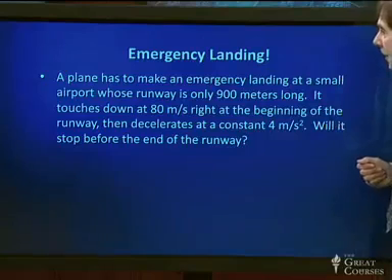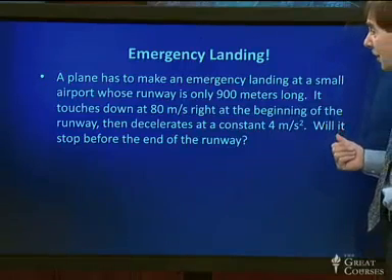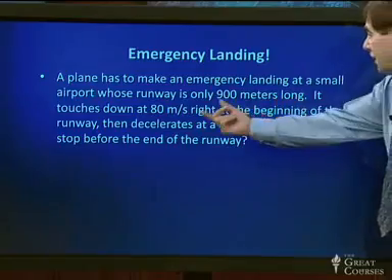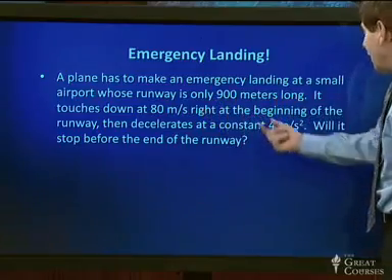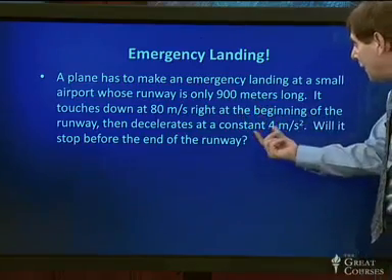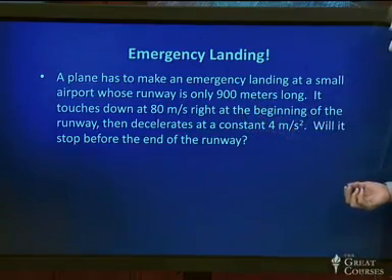I've got an airplane. It's got to make an emergency landing at a small airport. The runway is only 900 meters long. And it touches down at 80 meters per second. That's its touchdown speed. That's the speed it's moving when it hits the runway. And then it decelerates at a constant 4 meters per second squared.